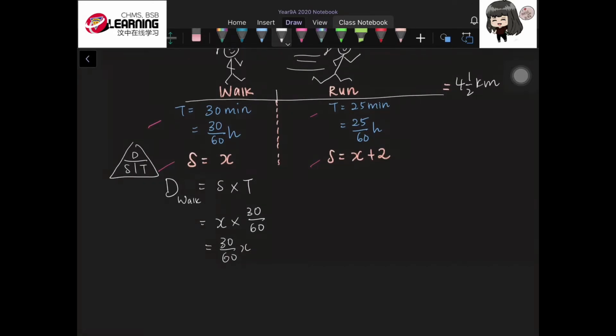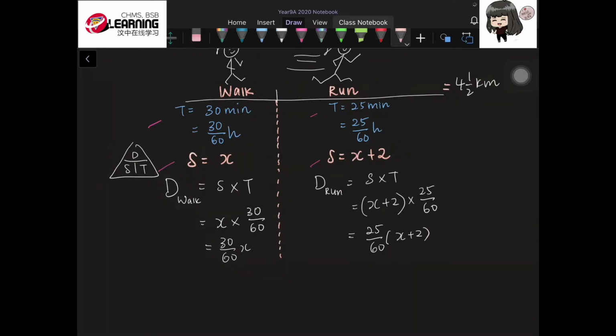You can simplify, or you can choose not to simplify, because we haven't finished finding the final answer yet. So to find the distance for running, it's also the same: speed times time. The speed here is x plus 2, put brackets, and then times the time. The time is 25 over 60 hour. So it becomes 25 over 60 times (x plus 2) with brackets.